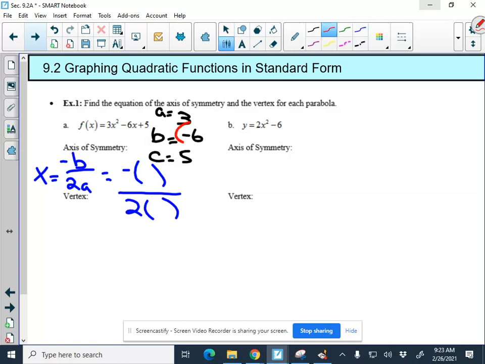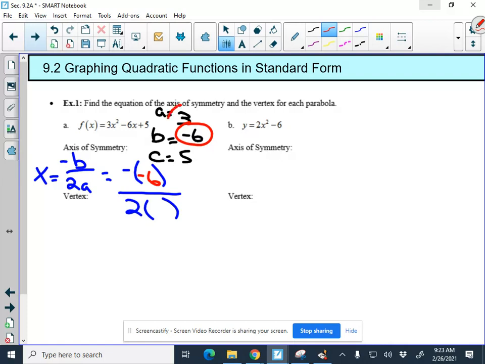We said b is negative 6, so I'm going to put negative 6 in there. Now notice it's negative 6. A negative times a negative is a positive. So a lot of students think, well, it's just only negative. No, the formula has a negative, and then we said B is negative. So those are going to negate each other, and a negative times a negative becomes a positive.